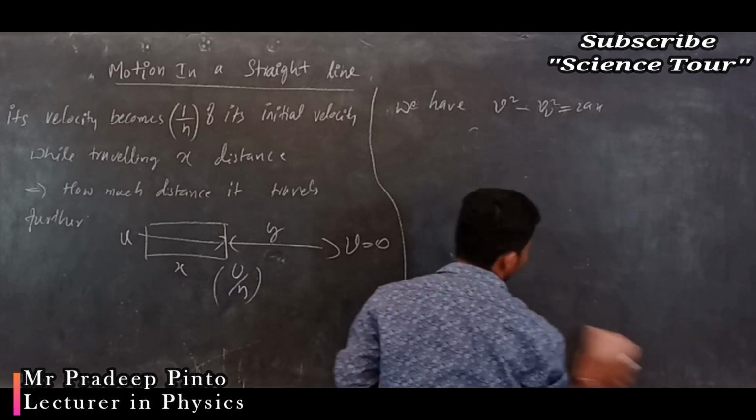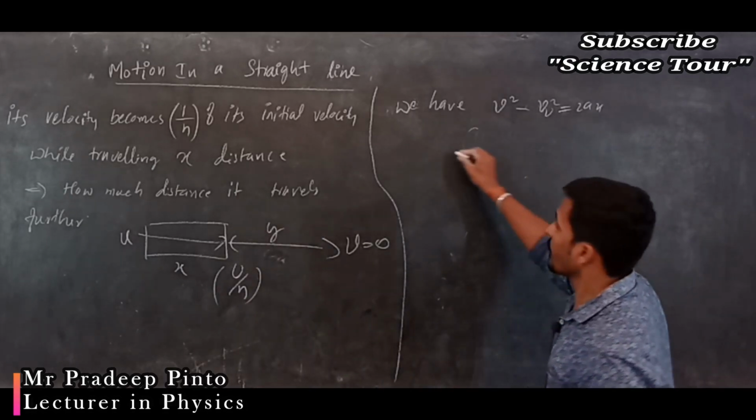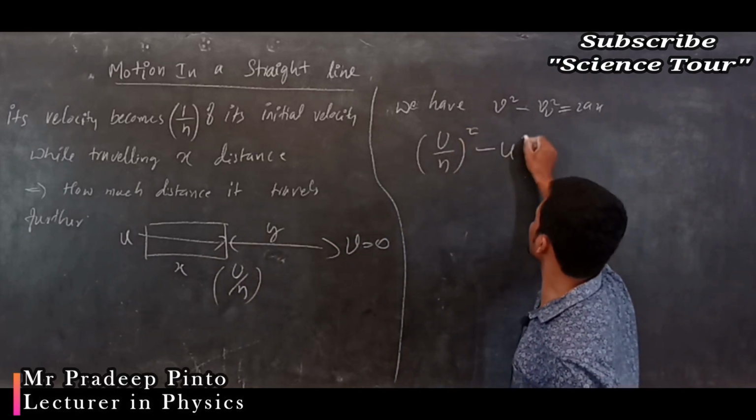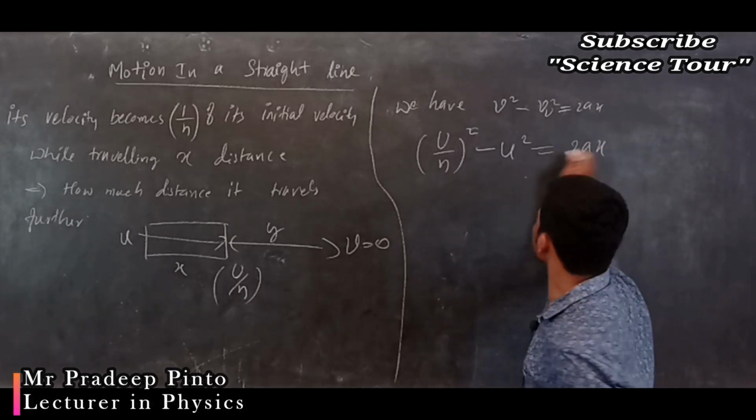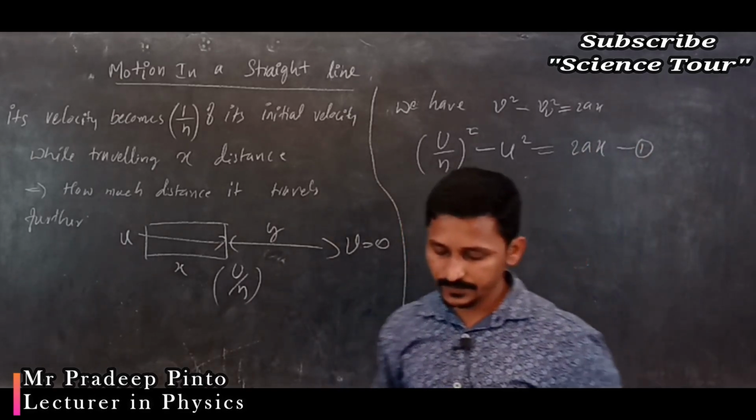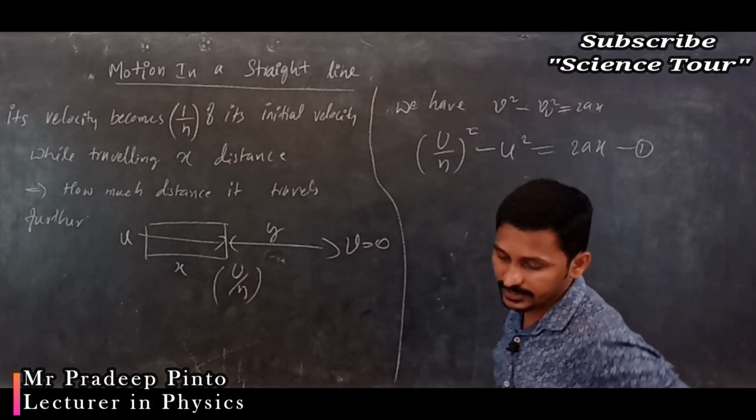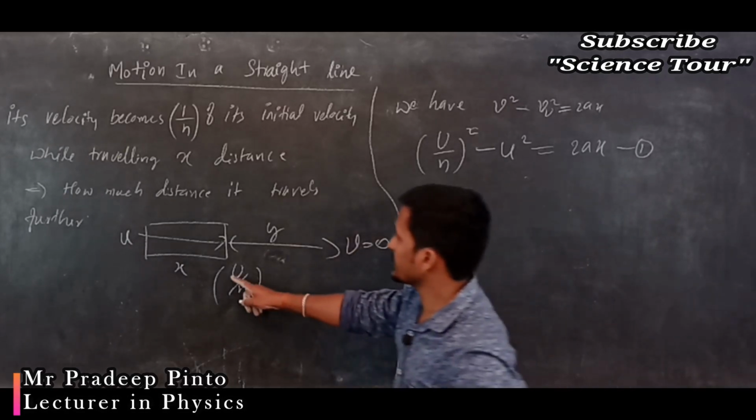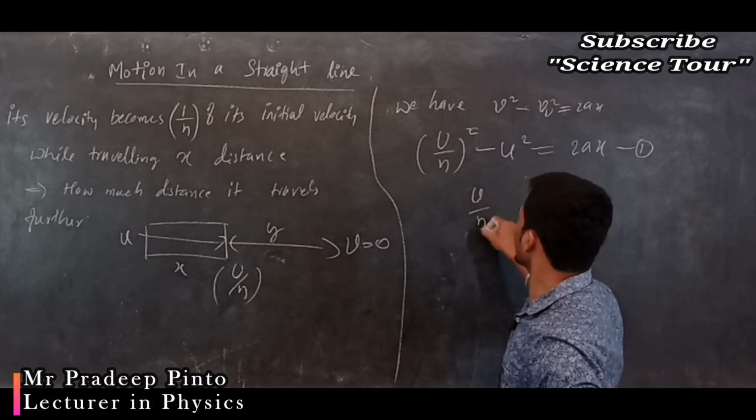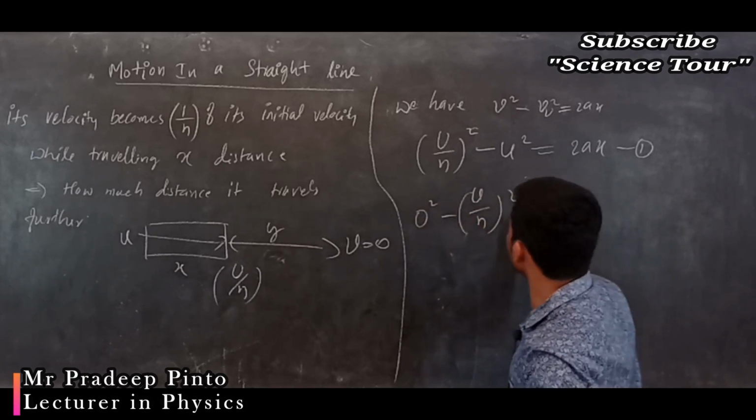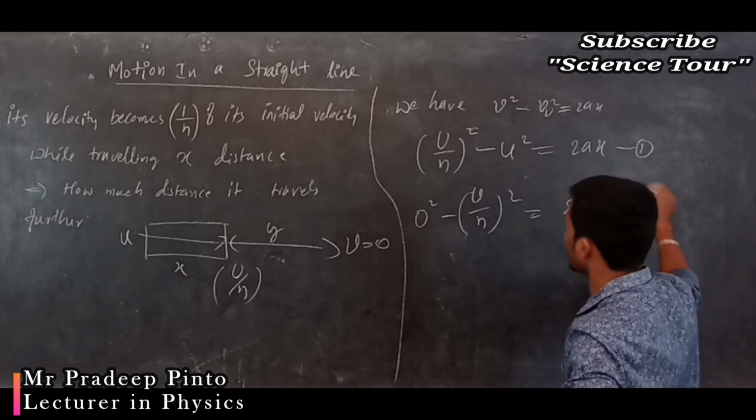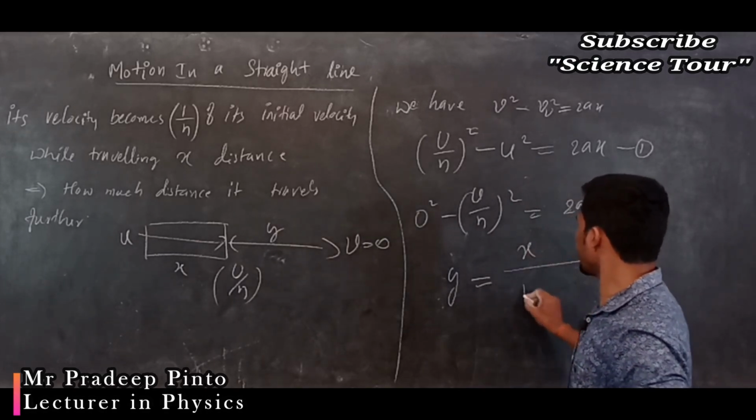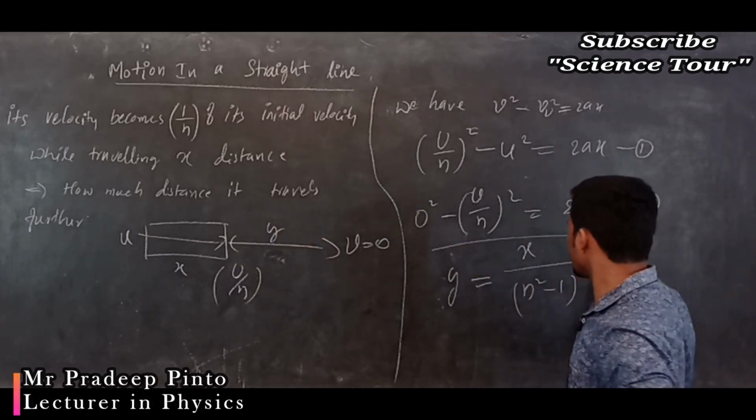Now if you apply that same formula, what are you going to get? Final velocity here is u by n whole square minus u square, which is equal to 2ax. This is the first one. Next, for the total, you can write, the initial velocity is u by n, so u by n whole square minus 0 square is equal to 2ay. Now you are going to get y is equal to x divided by n square minus 1. This is the other formula.